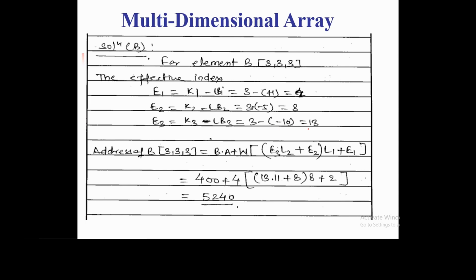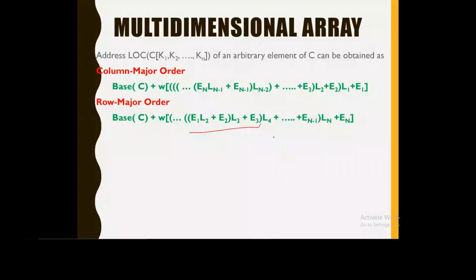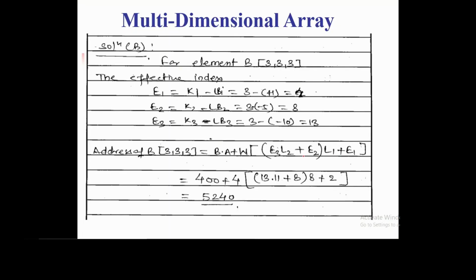So these are the effective indexes, and as this formula is for column major order, this is the column major order formula. So we will take up to E3 here: E1 plus L1 in brackets, E2 plus L2 in brackets, E3, like this. We just put all these values here, and this is the address of B333.